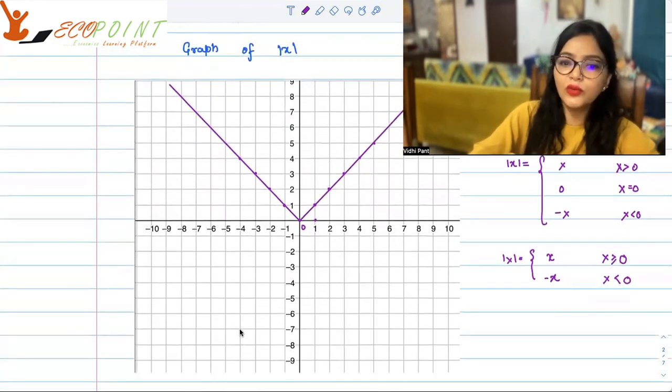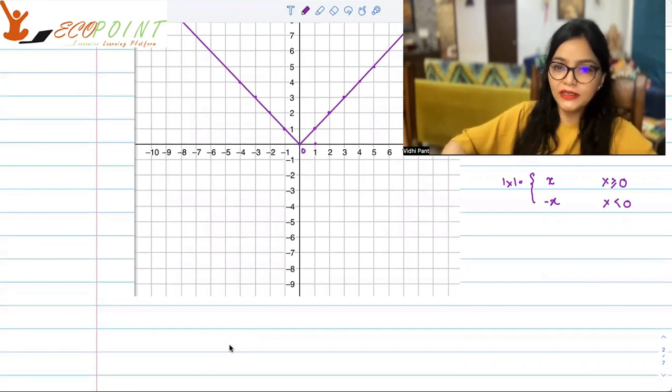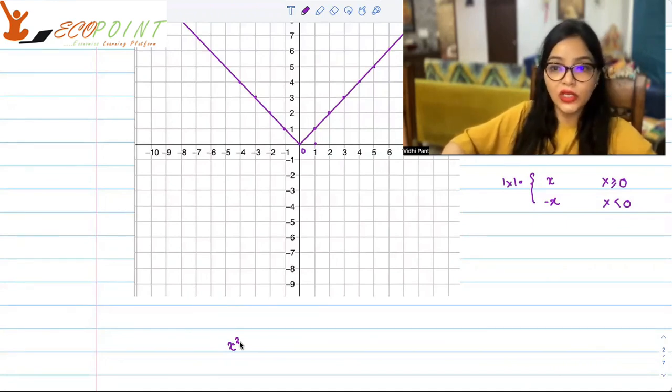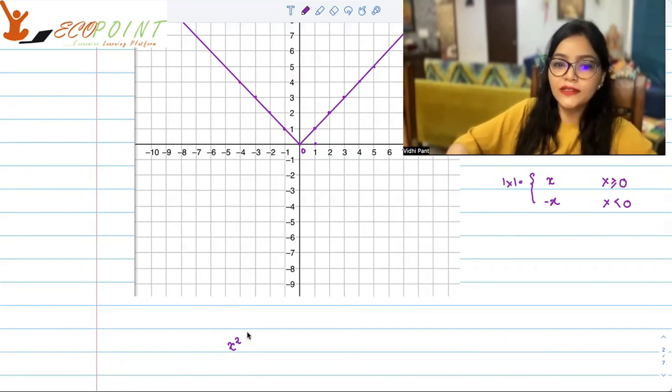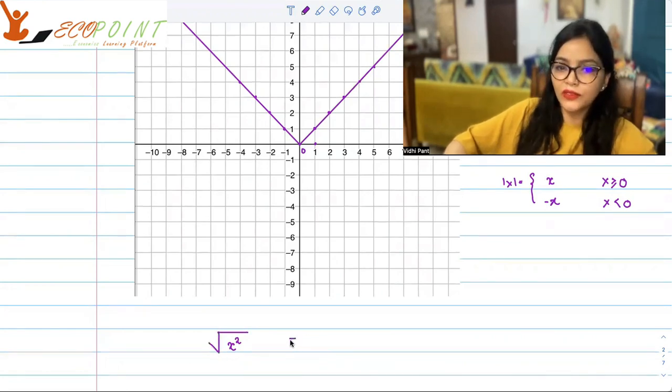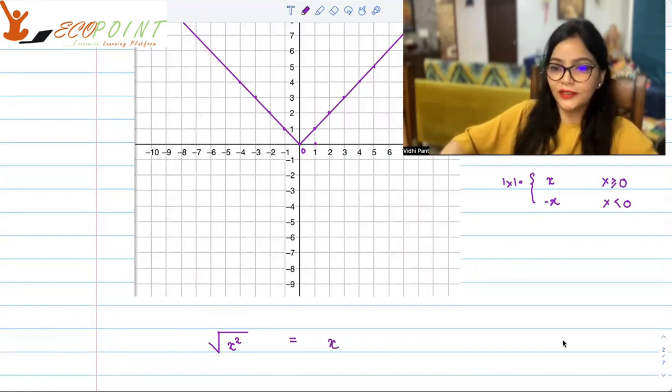In fact, in order to understand modulus of x, many a times we also try to understand x squared. The graph is quite like x squared, except for the part of smoothness. This graph is not smooth. There is a sudden change. You know why I'm comparing it with x squared? For a simple reason. If you take the square root of x squared, what comes out? If your answer is x, I'm going to give you a question here.